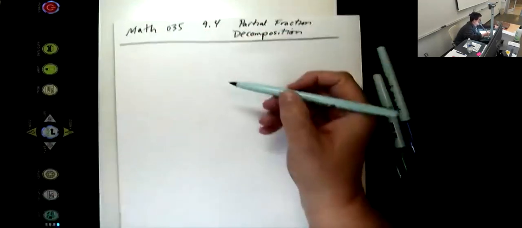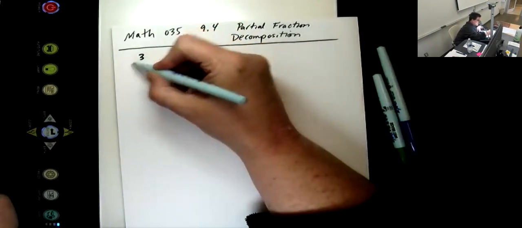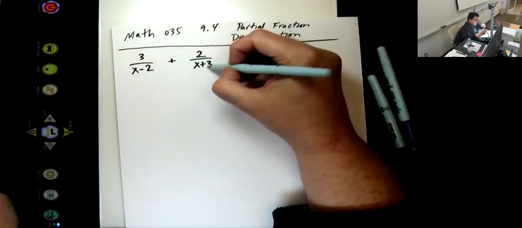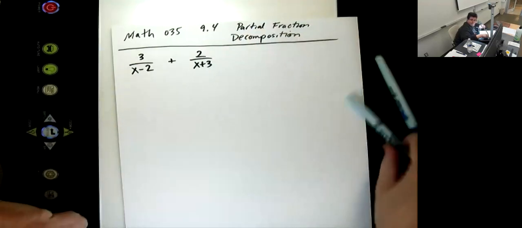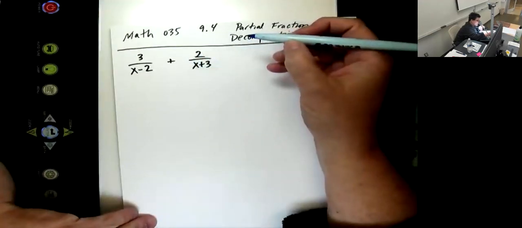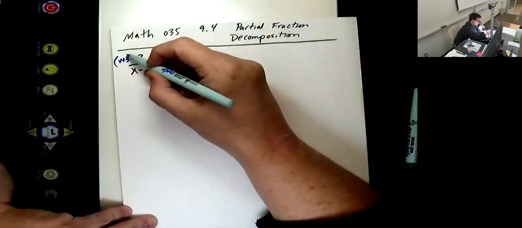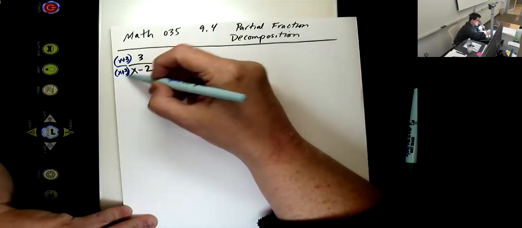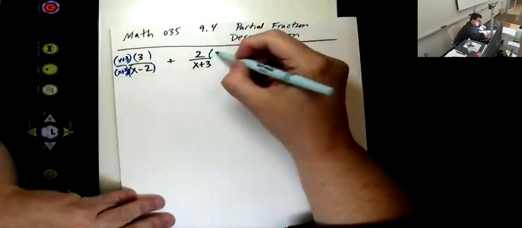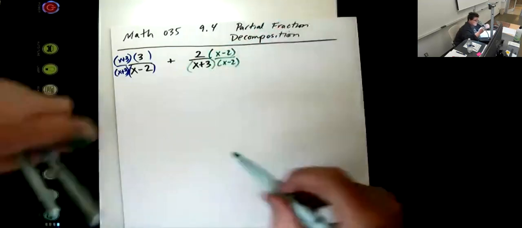So let's start with the end result and then work backwards to see where it comes from. Let's say we had 3 over x minus 2 plus 2 over x plus 3. If we wanted to get one fraction, we could multiply this one by the other denominator, multiply this by x plus 3 over x plus 3, and multiply the first one by x minus 2 over x minus 2. I put parentheses on the bottom so it's clear.